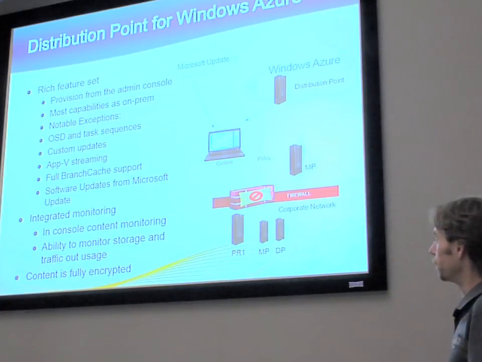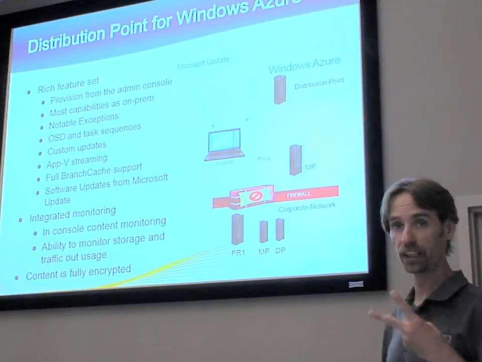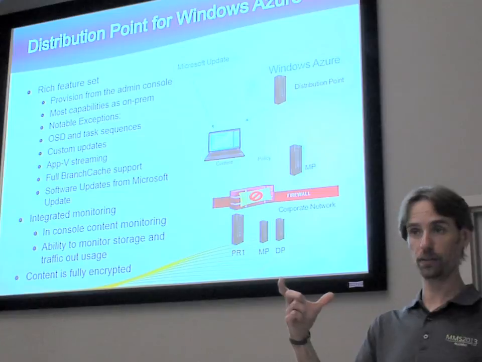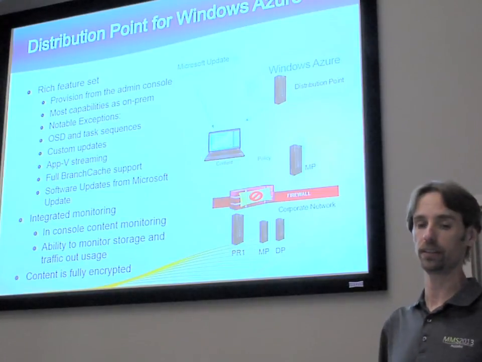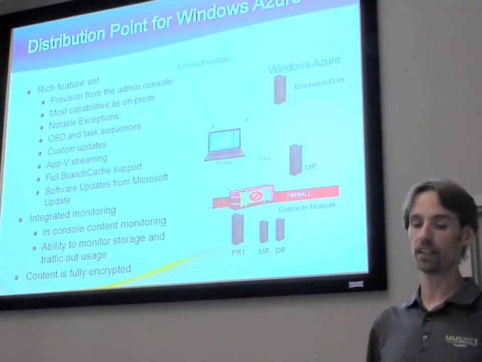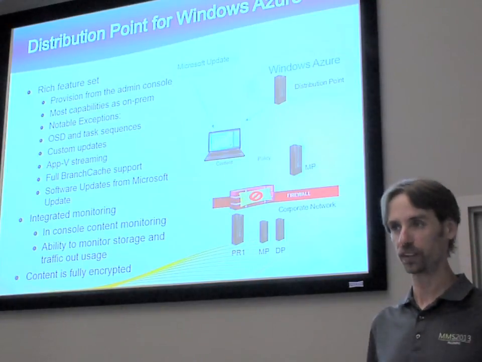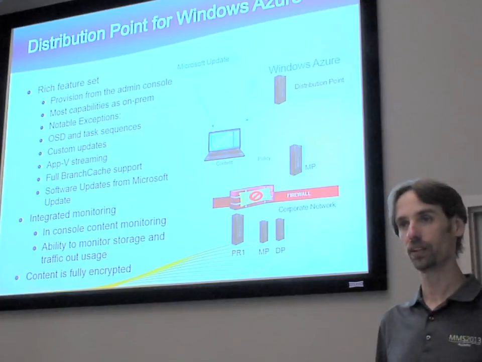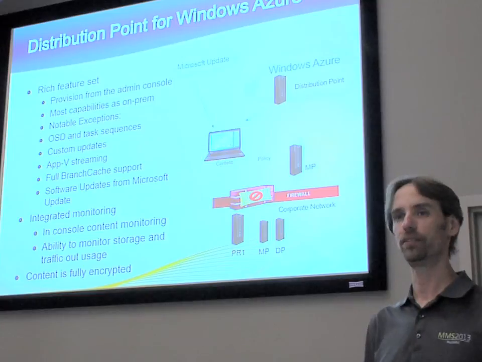There is some monitoring built in so that we can monitor storage and traffic. Those are the two charges that we're going to get from Azure. How much storage space are we taking up, like how many packages have we stuck up in the cloud? And then also traffic, because for all the outbound traffic, all those packages being downloaded to the clients, we're paying for that as well. And again, it's like a couple cents a gigabyte of network traffic.